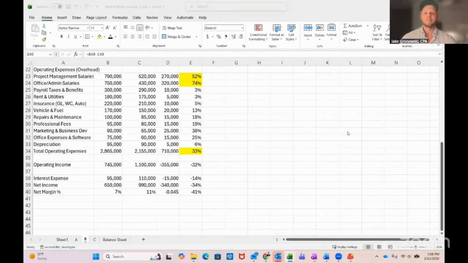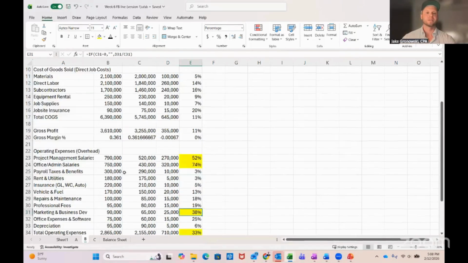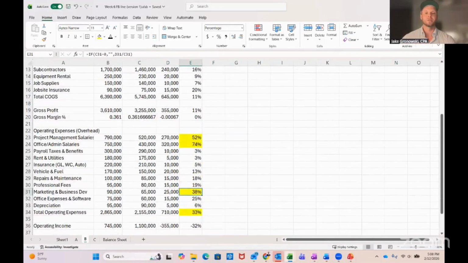So they possibly could be hiring too many people on too early. So that's another thing to keep in mind. And then marketing costs down here have increased as well. So it might be best to take a look at whether or not the marketing campaign is successful, if they're seeing success in that. If costs have risen by 38%, but sales only increased by 11%, it might be best to look into that a little further.